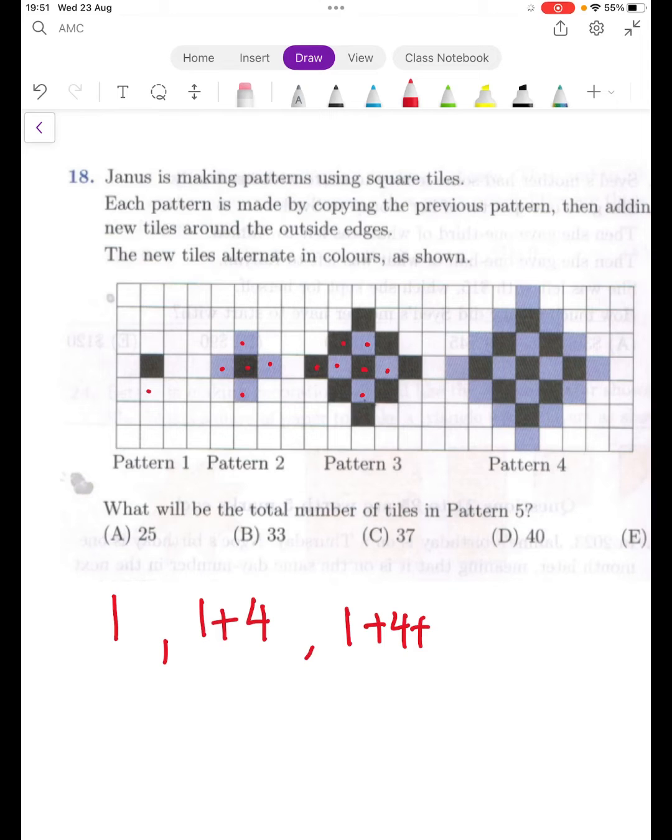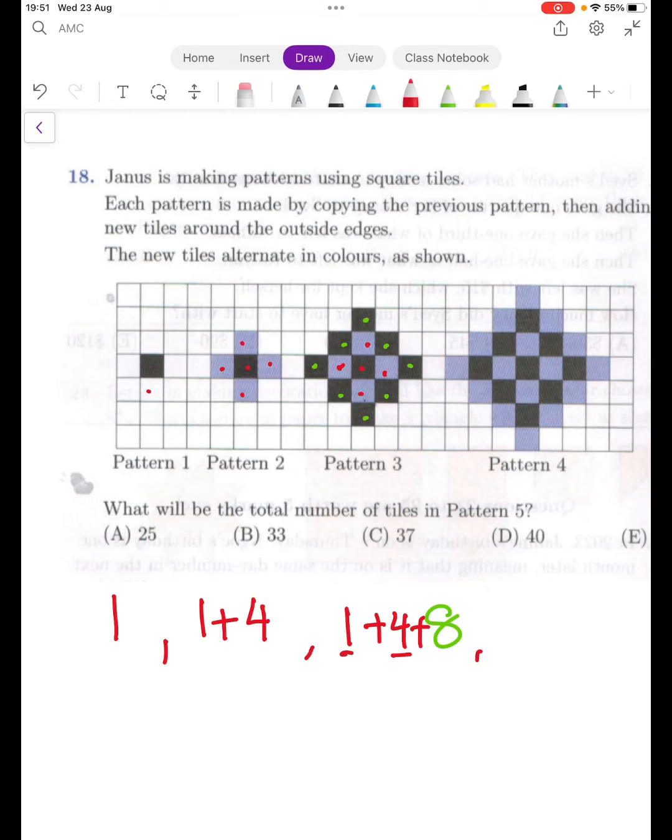And how many new tiles are added? Let me change the color so that it's easy. So there's one here already. We have one here. And then 1, 2, 3, 4. Those were added in the next pattern. And now let's see how many tiles are added in pattern number 3. 1, 2, 3, 4, 5, 6, 7, 8. So there are 8 more added in this pattern.